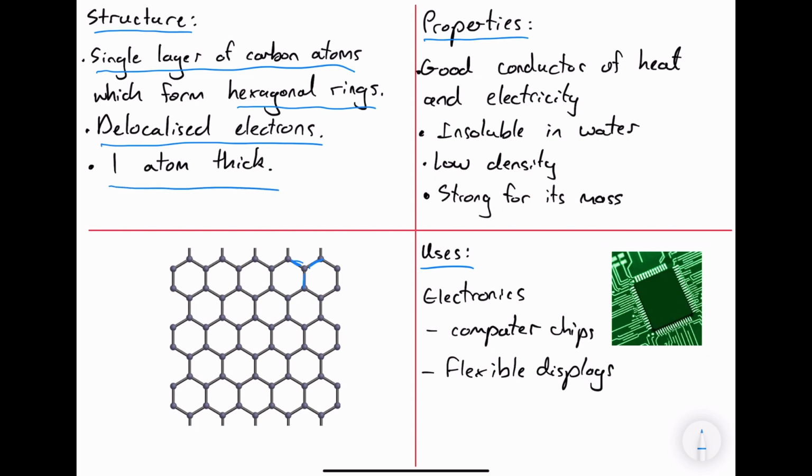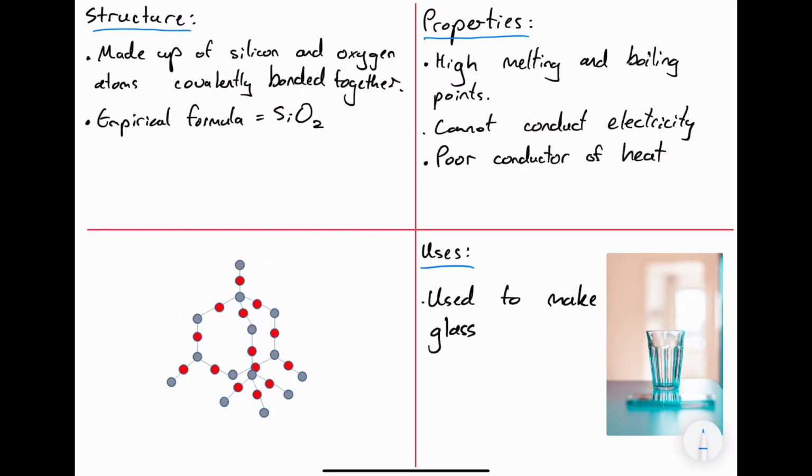Graphene is a good conductor of heat and electricity because of the delocalized electrons. It's insoluble in water, it has a low density, and it's very strong for its mass. In the future, graphene may be used in the electronics industry to make computer chips and flexible displays.